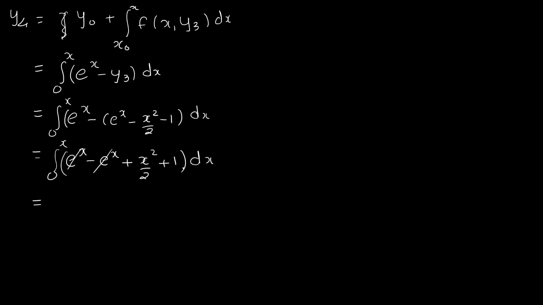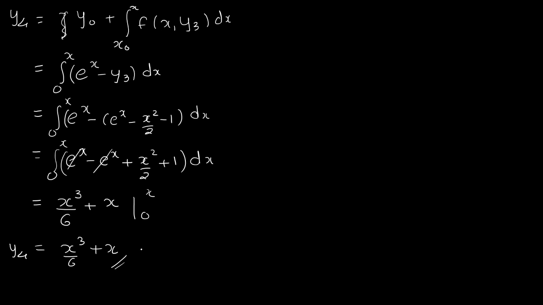the integral of x square by 2 plus 1. Integral of x square by 2 will be x cube by 2 into 3, that is 6, plus x from 0 to x. And if we substitute the limits, x cube by 6 plus x minus 0. So this one will be my y4. Okay, and we are stopping here as the question is about only finding till the fourth approximation.